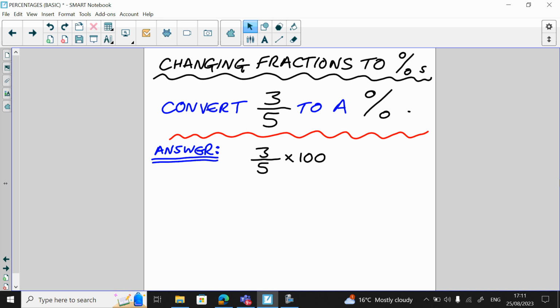So there you go, I'm just multiplying it by 100. Let's sort out the fraction. The 3 over 5 means 3 divided by 5 and times 100. Calculator time: 3 divided by 5 times 100. Your calculator or your brain will say 60, but because we're turning it into a percent, you need to put the percentage sign on the end. So hopefully you're okay with that.